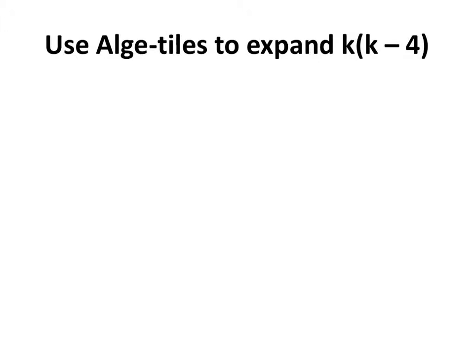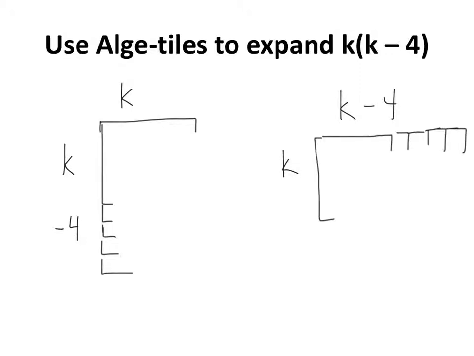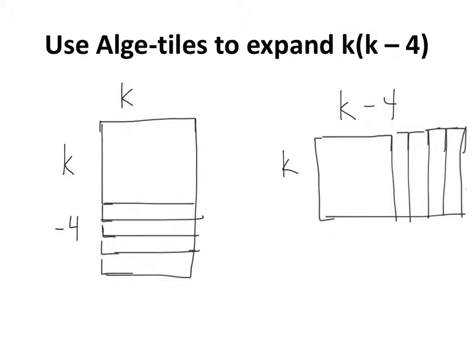So let's talk about using algebra tiles to expand k by k subtract 4. One edge of our rectangle will be k units long, the other edge of the rectangle will be k subtract 4. And keep in mind, it doesn't matter which edge is which. Once you have your 2 edges drawn, extend your lines to finish the rectangle. Next we consider our shading.